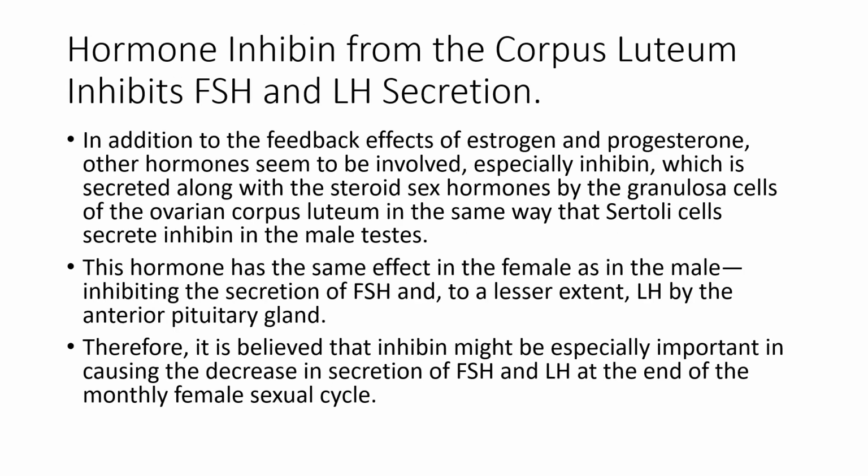Hormone inhibin from the corpus luteum inhibits FSH and LH secretion. In addition to the feedback effects of estrogen and progesterone, other hormones seem to be involved, especially inhibin, which is secreted along with the steroid sex hormones by the granulosa cells of the ovarian corpus luteum in the same way that Sertoli cells secrete inhibin in the male testes. This hormone has the same effect in the female as in the male, inhibiting the secretion of FSH and, to a lesser extent, LH by the anterior pituitary gland. Therefore, it is believed that inhibin might be especially important in causing the decrease in secretion of FSH and LH at the end of the monthly female sexual cycle.